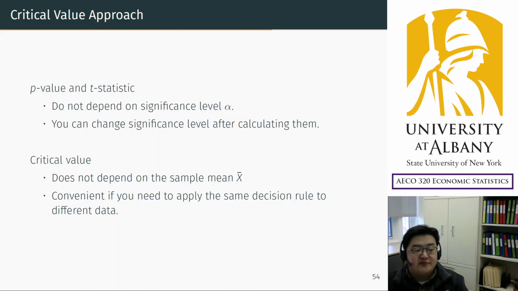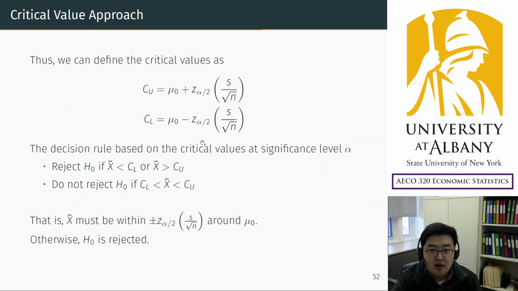Okay, so in the previous video, we learned three different approaches to implement and report the results of the hypothesis testing. It's like different ways to make the decision. And the p-value and t-statistic approaches are actually pretty much the same, right? In the sense that they don't depend on the significance level. The choice of the significance level is up to you, so you can just make the decision based on them.